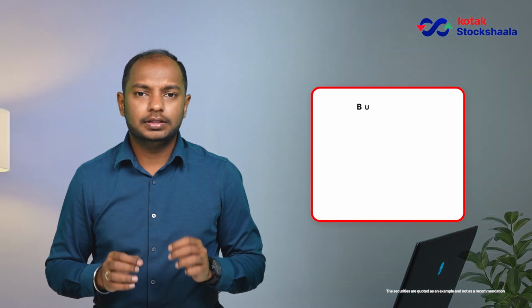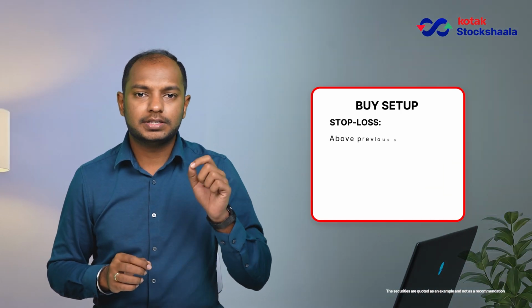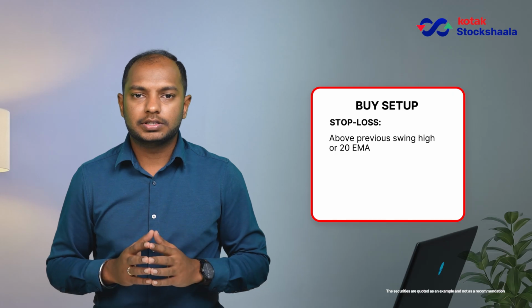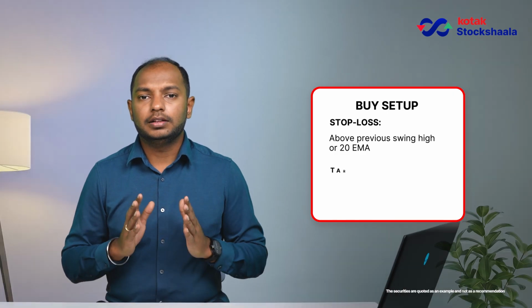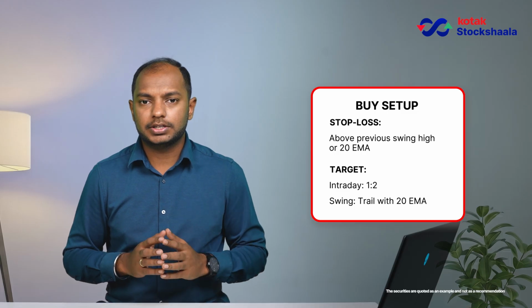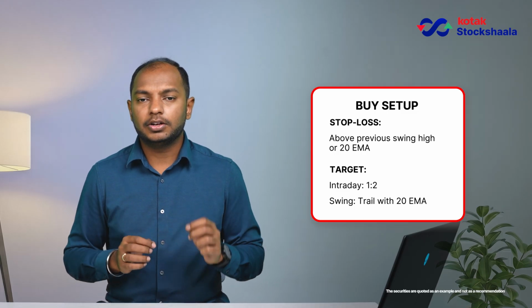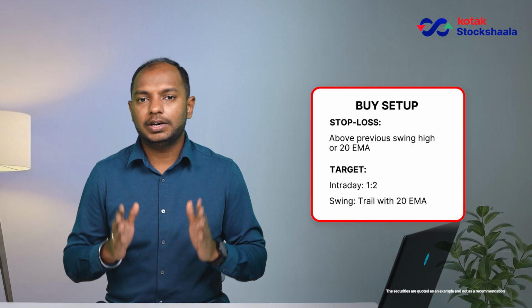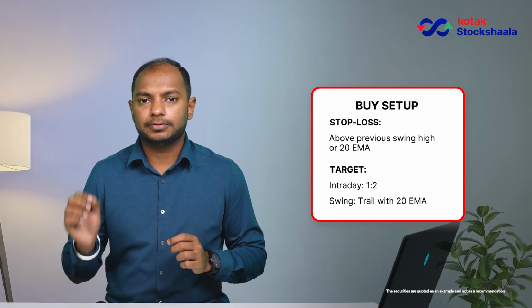The stop loss in this scenario is going to be the previous swing high or the 20 exponential moving average just above it. And the target is also going to be very similar. You're going to have a 1:2 risk to reward ratio in terms of intraday trading, and you're going to trail your profits with a 20 exponential moving average in terms of swing trading.